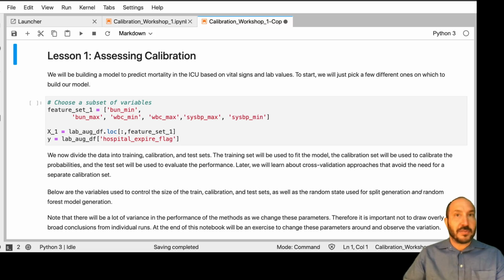Okay, so lesson 1 is going to be about assessing the calibration of a model. So how do we know if the model is well calibrated or not? How do we know if the probabilities are behaving like probabilities or if they're really just kind of numbers?